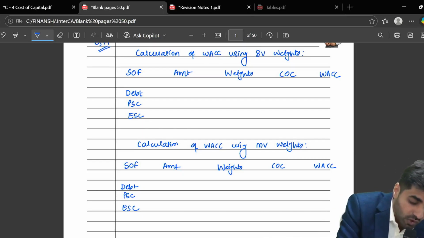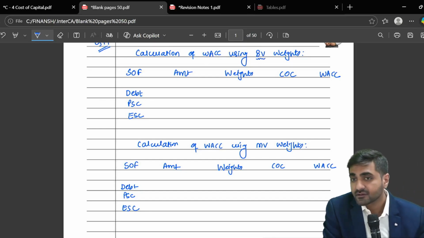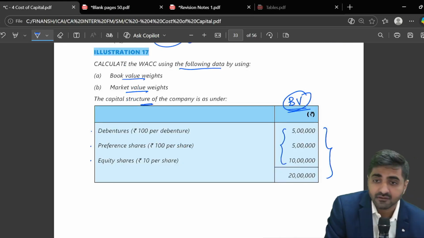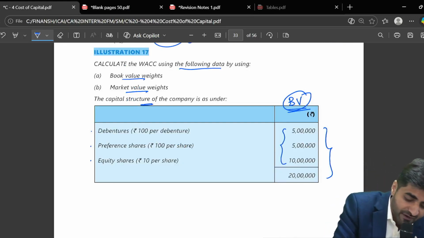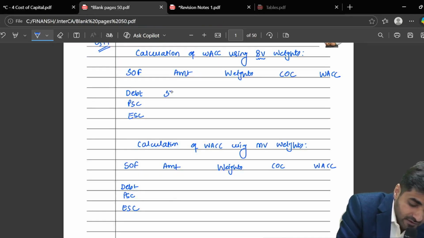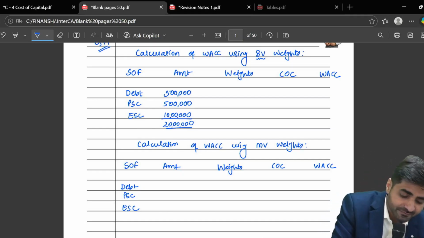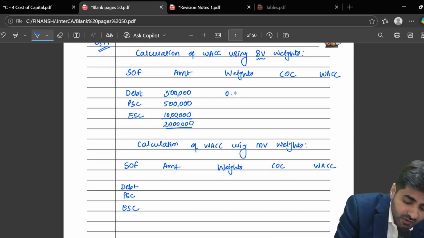Now, what is the amount column? Can I say if it is book value weights, I should take balance sheet values? So it is going to be the same only, 5 lakh, 5 lakh and 10 lakhs. So what's the total? 20 lakhs. Can I get the weights, guys? What is my first weight? 0.25. This will also be 0.25. This will be 0.5.